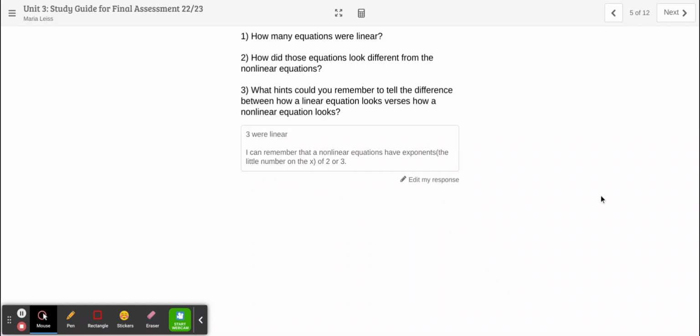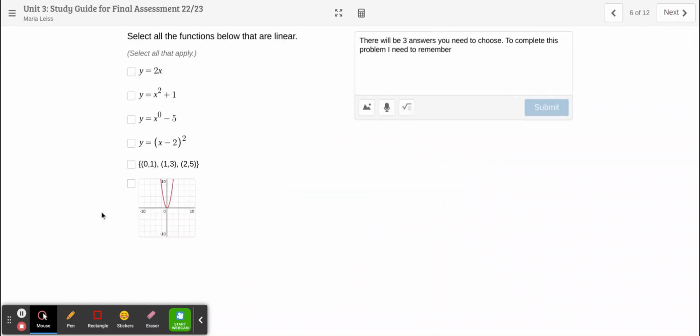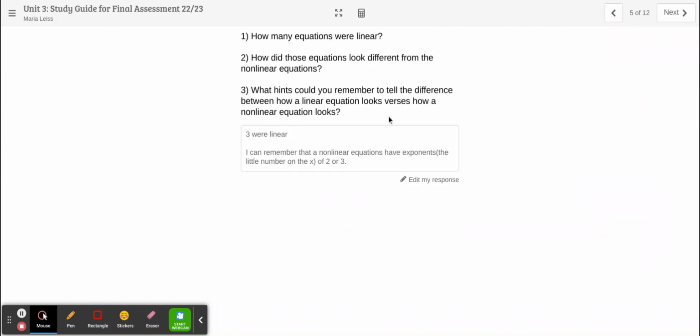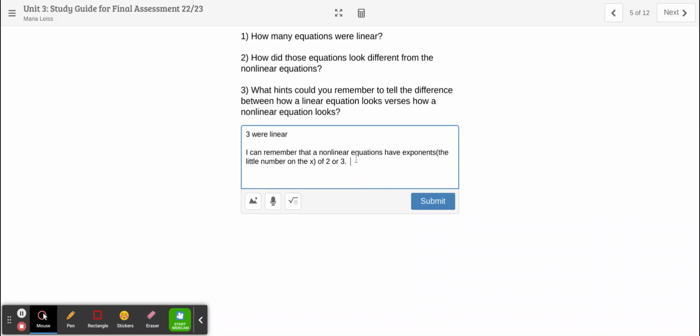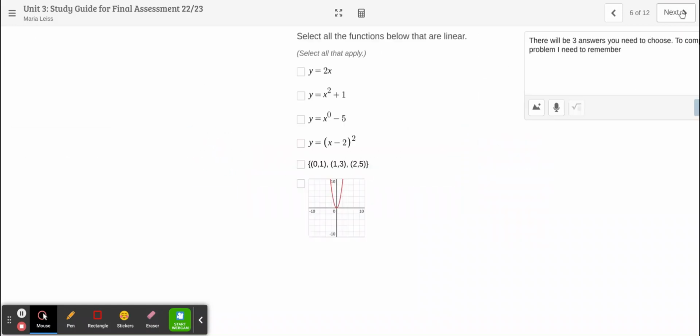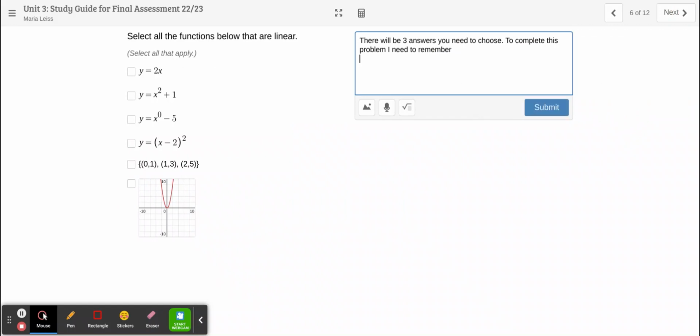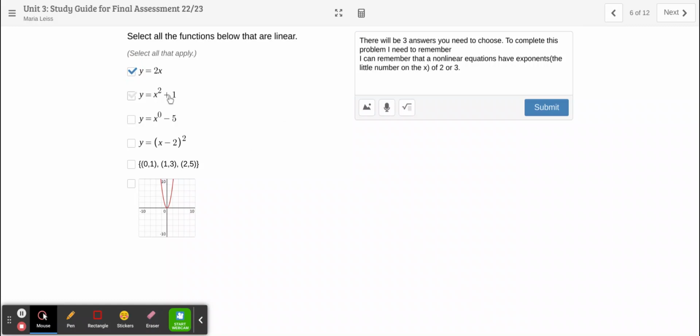All right. So let's go to 6. This is what that question will look like. I'm going to come back here and copy this, because if I can put this on this slide, if I have an exponent of 2 or 3, it's going to be nonlinear. Does this have an exponent of 2 or 3? No, so it's linear. I'm going to check it. Does this have an exponent of 2 or 3? Yep, so it's not going to be checked.